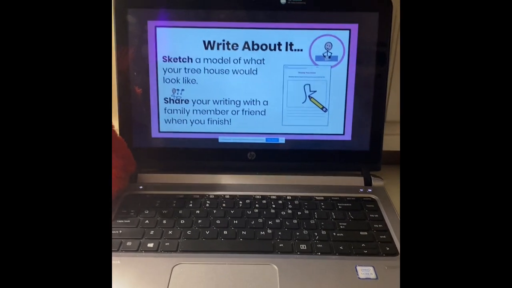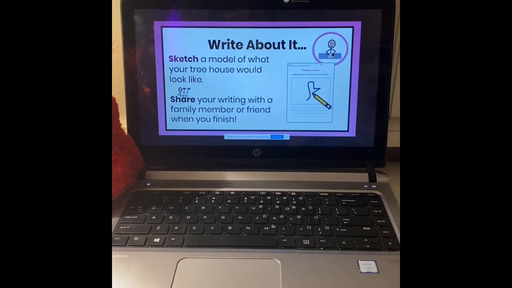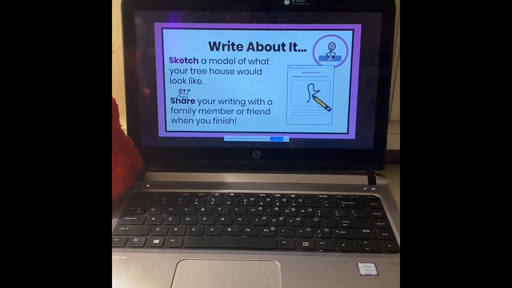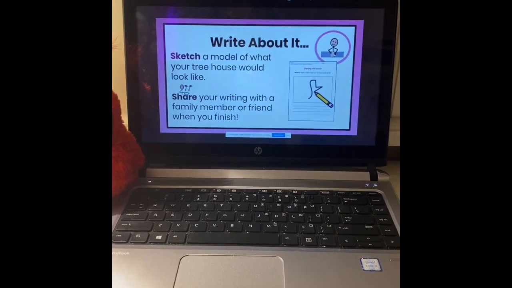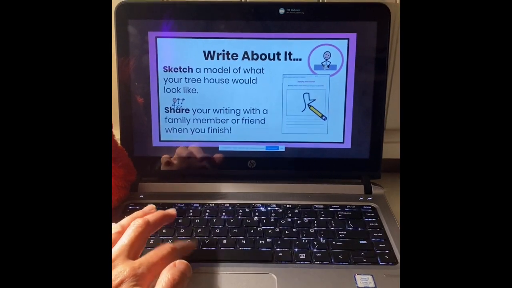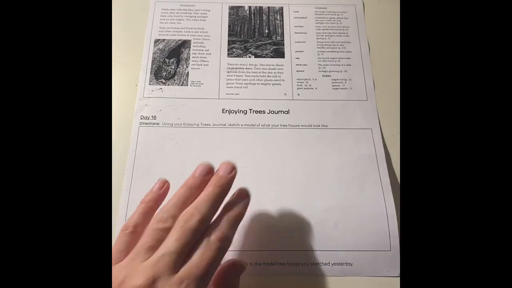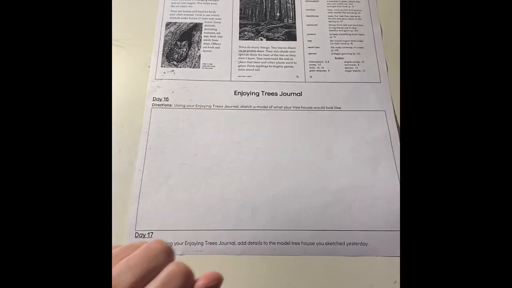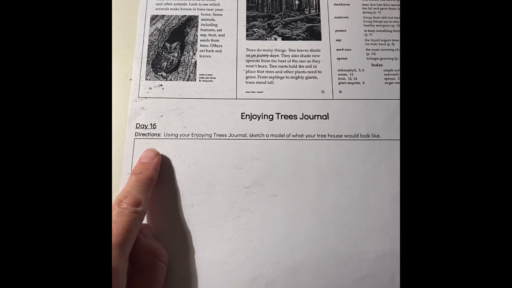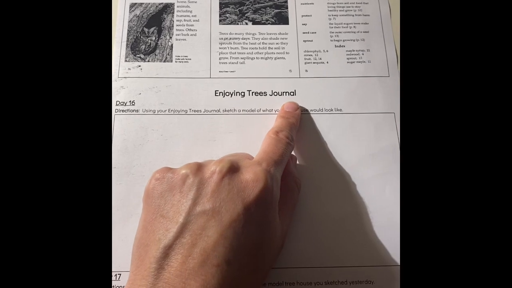Now that you've talked about it, let's write about it. Sketch a model of what your treehouse would look like. When you're done, share your writing with a family member or friend. Thank you, kindergarteners. All right, so they already gave us the directions. On the slides, it actually showed that there was a place for writing too, but we don't have a place for writing on our paper. So now you're going to need this paper that says Day 16, Enjoying Trees Journal.